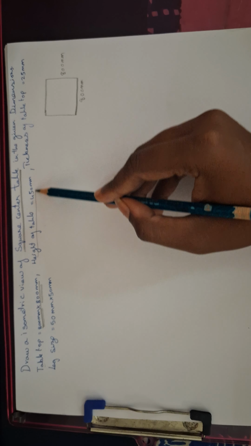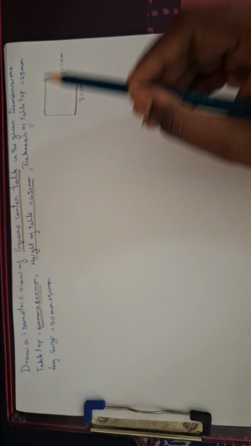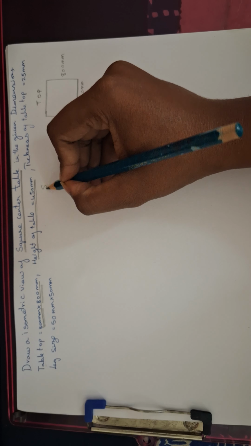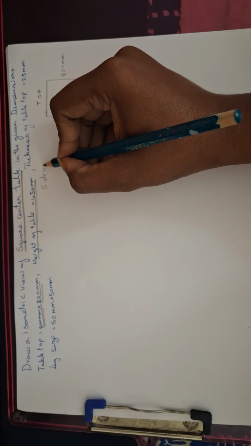And the height of the table is 450 mm. So let me draw; this is my top view. Now I am going to draw the side view. Side view.